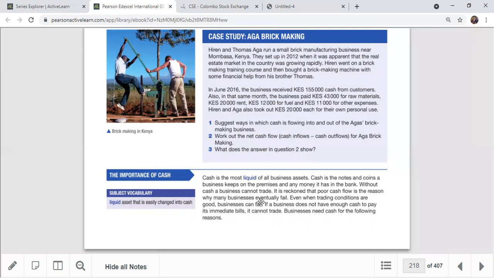It is reckoned that poor cash flow is the reason why many businesses eventually fail. If you talk about the reasons for business failure, this comes number 1: poor cash flow, that is, the business running out of cash. At least about 90% of business failures, the main reason is running out of cash. Therefore this lesson is really important.